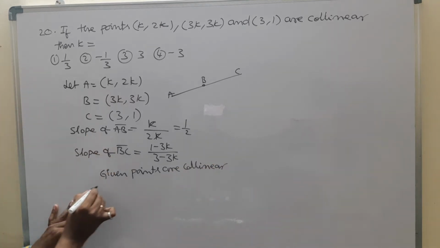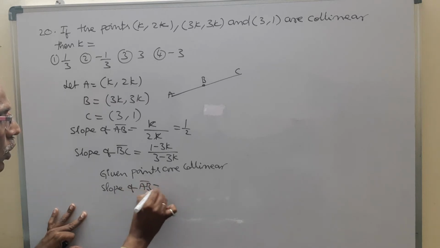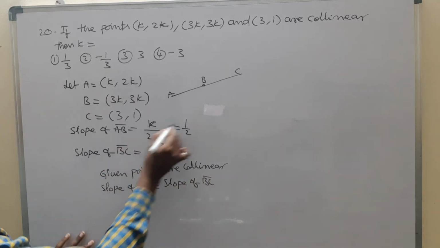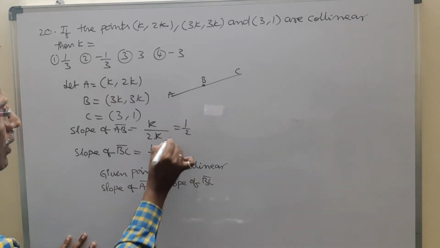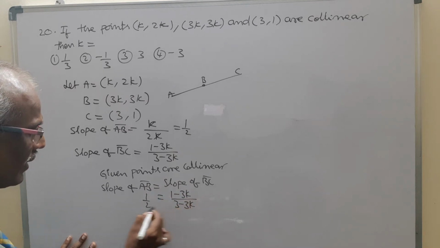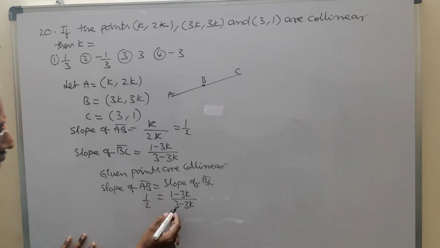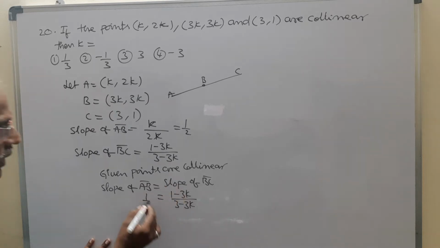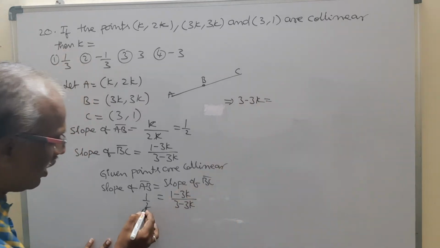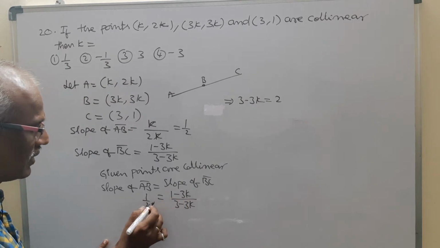If the slopes are equal, slope of AB equals slope of BC. Here slope of AB is 1 by 2, slope of BC is (1 minus 3k) by (3 minus 3k). Cross multiply: 1 into (3 minus 3k) equals 3 minus 3k, and 2 is cross multiplied with (1 minus 3k), 2 into 1 is 2, 2 into minus 3k is minus 6k.